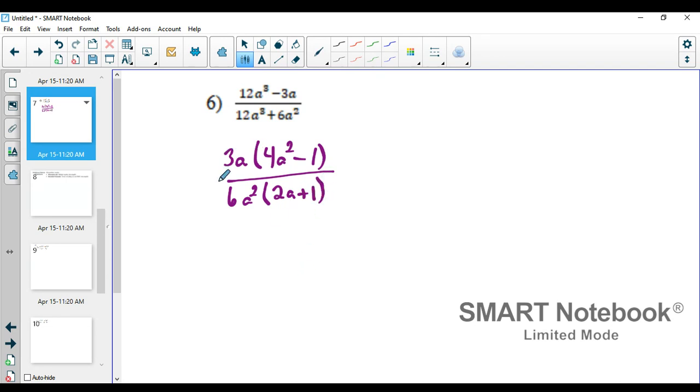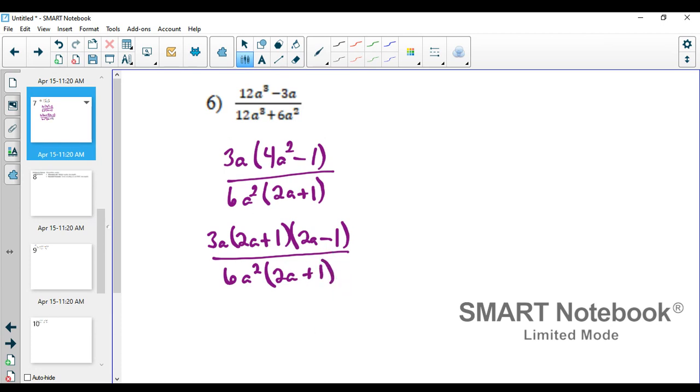And now, we'll deal with these in a minute. We're going to talk about this 4a squared minus 1 first. This can be factored and needs to be factored. So this is the difference of two squares. So we're going to write our two sets of parentheses. And now I need the square root of 4a squared. So the square root of that whole thing is 2a. So 2 and a go in the first spot. The square root of 1 is 1. And then 1 positive, 1 negative. And then we still have 6a squared times 2a plus 1 on the denominator.